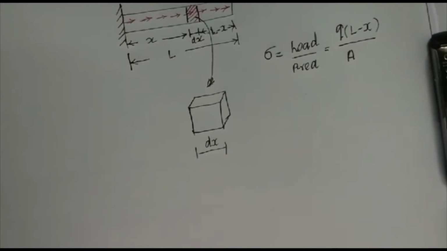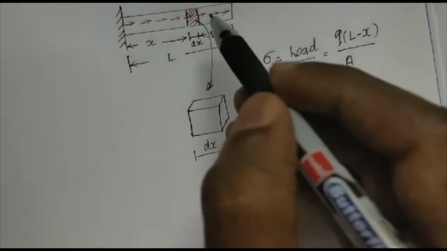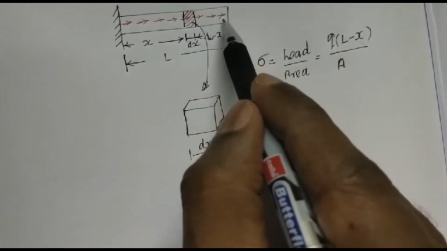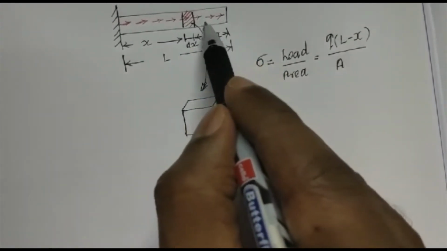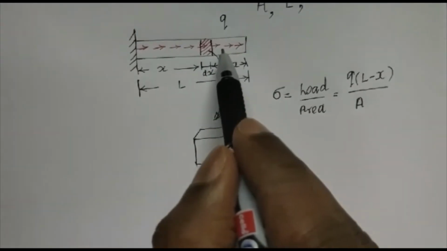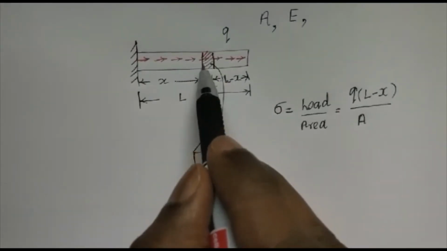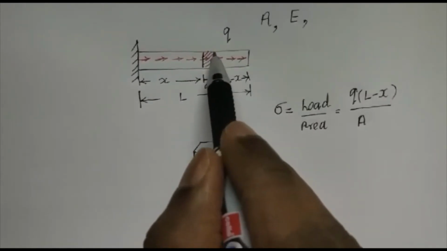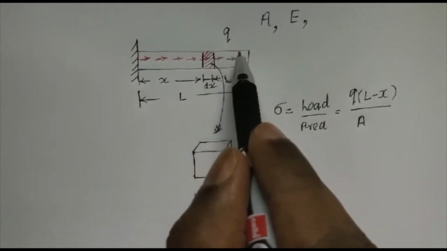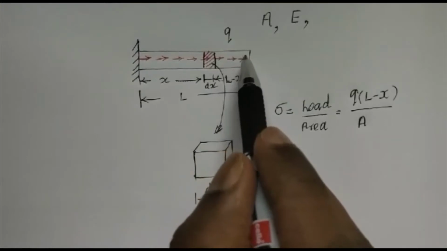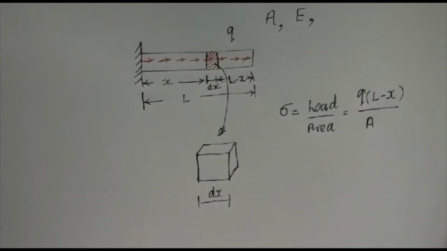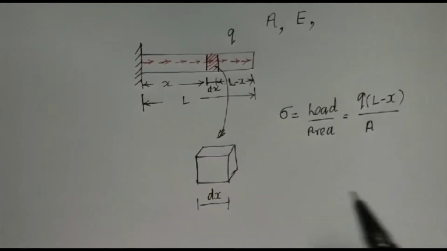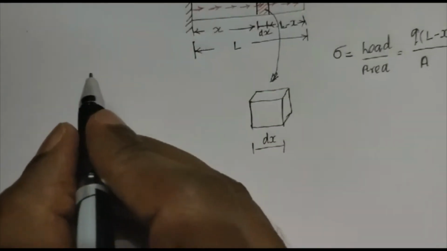Now the total load that is acting on the small portion is the total load that is acting in this region. The total load acting on the small portion here is the total load that is distributed over here. Now, in order to understand this concept in an intuitive manner, I'm going to draw a structure here.